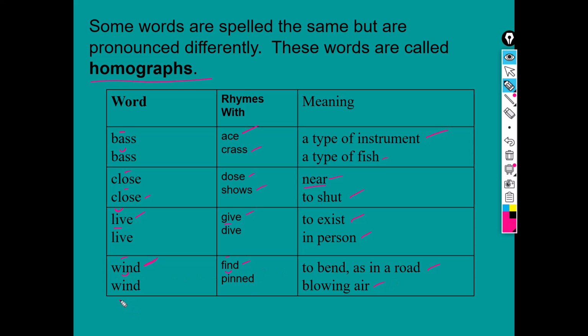So in your notes, you could write homograph and then describe it. Spelled the same, sound different, different meanings. So a homograph is spelled the same, but sounds different and has different meanings. There's your little note for that one. All right, let's keep on keeping on.